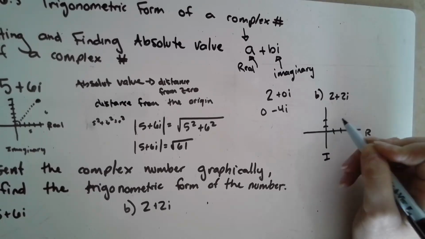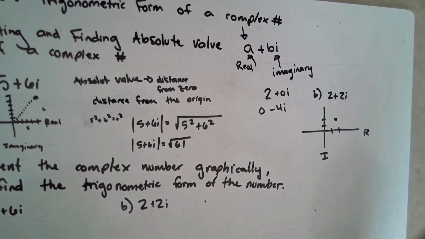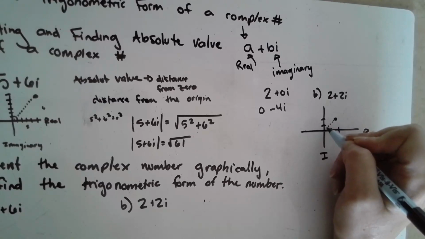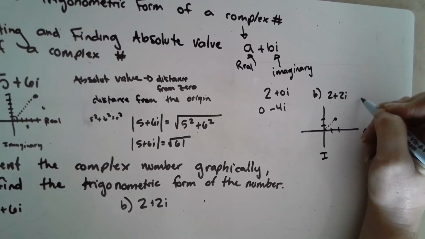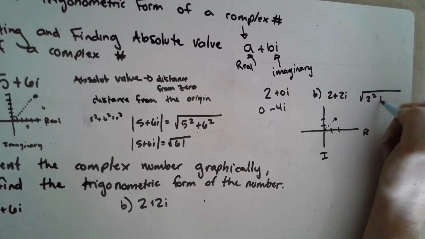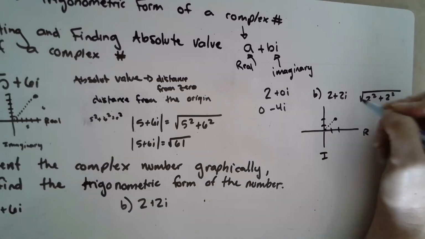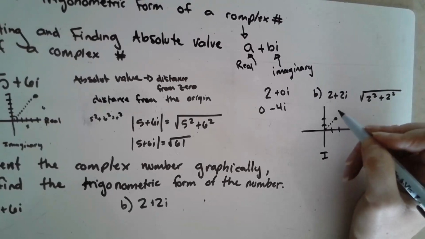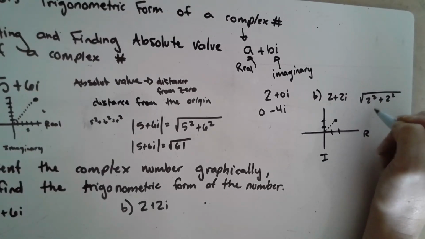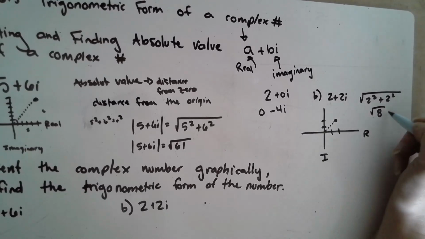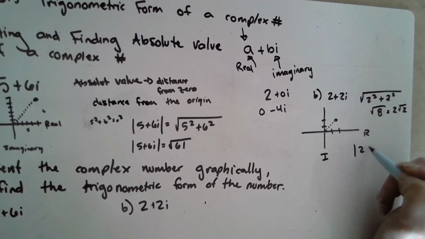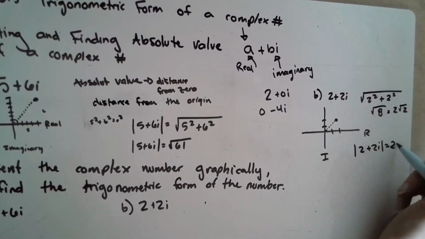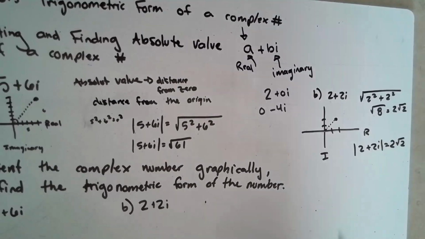2 in the real, 2 in the imaginary. There's my plot. And then the absolute value, we know again, is that distance from 0. So that's just going to be the square root of 2 squared plus 2 squared. If you notice, we don't put the i because we're talking distance. So that would be the square root of 8, which is 2 square root 2. So the absolute value of 2 plus 2i is 2 square root 2. So, my plot and my absolute value.